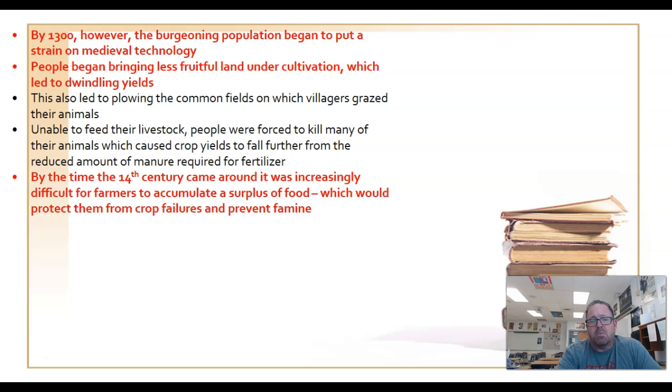All right, famine. What is famine? Famine is starvation. Okay, and what they used to be able to do is, even if they had a crop failure, they could rely on excess surplus food that might have been left over from the year prior. Well, starting around 1300, they weren't always able to produce enough surplus food. So in the event of a crop failure, it was highly likely that a famine would ensue.